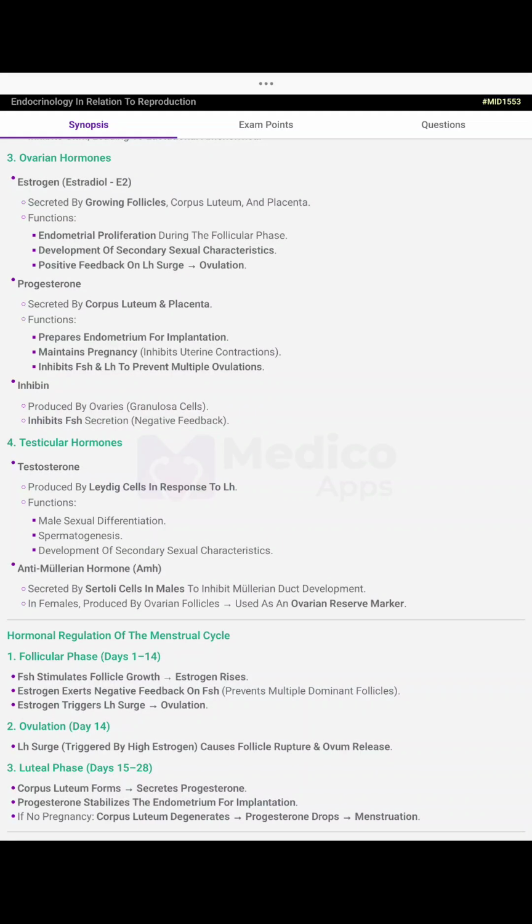Ovarian hormones. Estrogen, secreted by the growing follicles, corpus luteum, and the placenta. Function: endometrial proliferation during the follicular phase, development of secondary sexual characteristics, positive feedback on the LH surge and ovulation. Progesterone, secreted by the corpus luteum and the placenta. Functions: prepares the endometrium for implantation, maintains the pregnancy, inhibits uterine contraction, inhibits FSH and LH to prevent multiple ovulation. Inhibin, produced by the ovarian granulosa cells, inhibits FSH secretion, negative feedback.